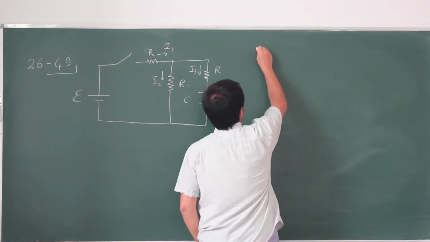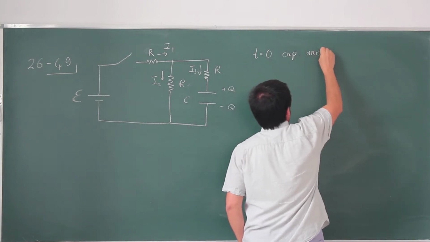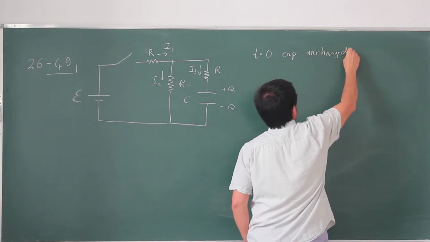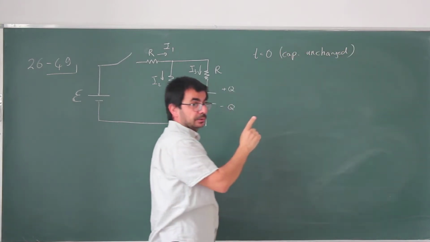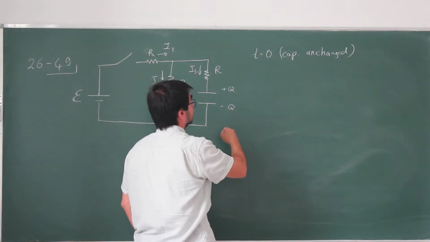So at t equals 0, the capacitor is uncharged. This is the key point. T equals 0 is not the key point. The key point is that the capacitor is uncharged. So at that charge, it becomes a short circuit.